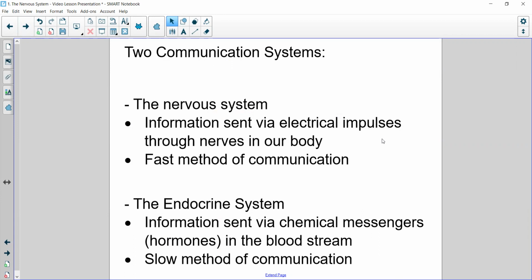The second system is the endocrine system. And this is where information is sent via chemical messengers, which are called hormones, and they travel in the bloodstream. And this is a slower method of communication, so information takes a lot longer to get from one place to another, but that's usually deliberate. It's because we don't want responses to happen quite as quickly, perhaps, as we would with this system here.